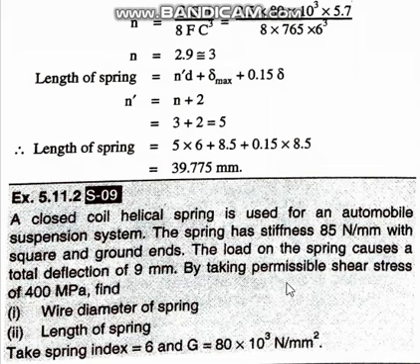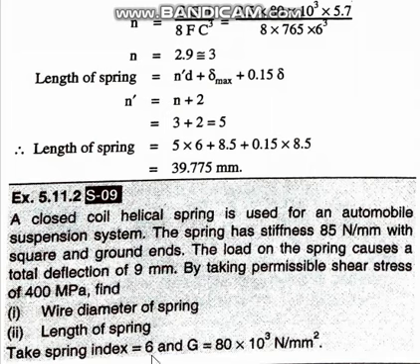By taking permissible shear stress of 400 MPa, this is tau 400 MPa, find the wire diameter of the spring, then the length of the spring. Length of the spring means, you see, it is the free length. I told you even yesterday, if it is simply said length of the spring, it is free length. If it is the length of the wire, then it will be the wire. If the spring is stretched into a straight line, then that length will be shown. Okay, take spring index is 6. Spring index is 6 means C is equal to 6.